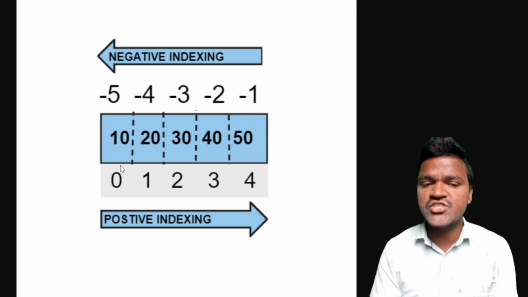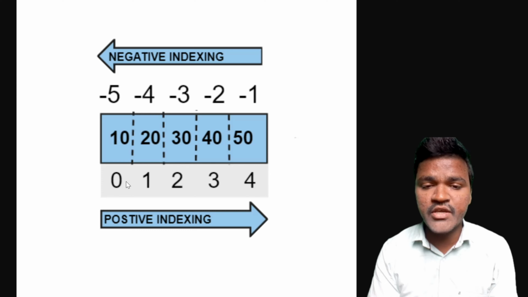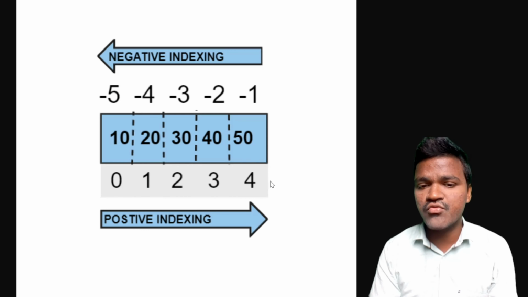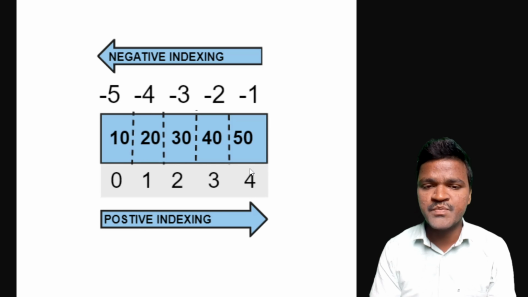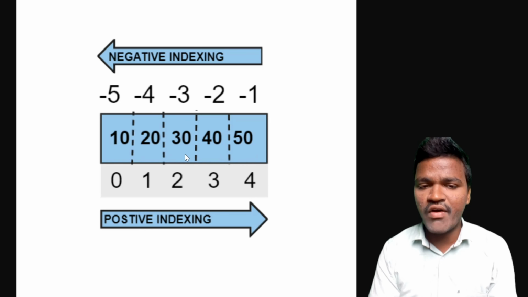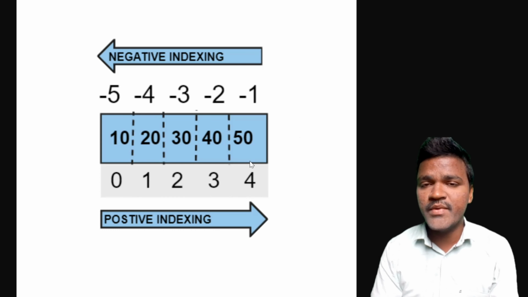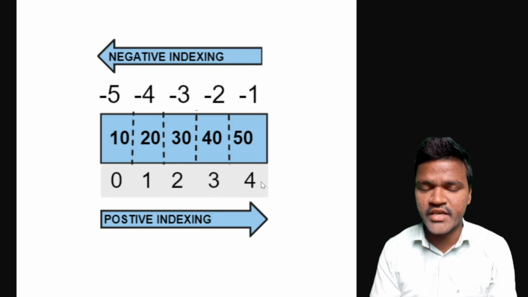Like that, we start with index 0 and go till the number of elements in the list minus 1. Here you can see we have 5 elements inside of this list, right? So the last index is only 4, because as we started with 0, we have the number of elements minus 1, which is nothing but 4 here. By using positive indexing, we can access these elements from left to right.